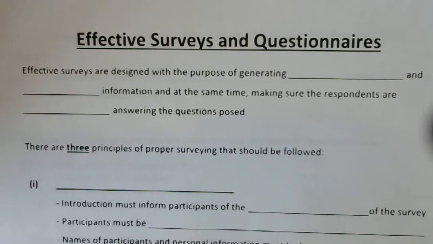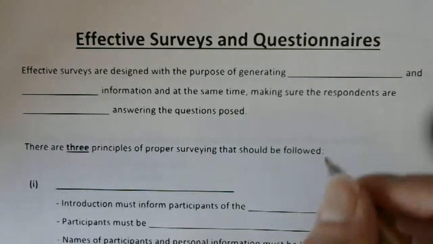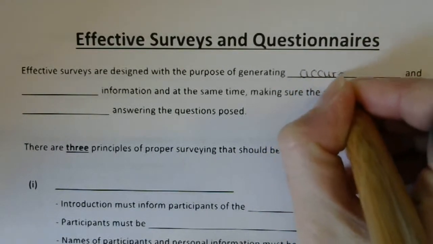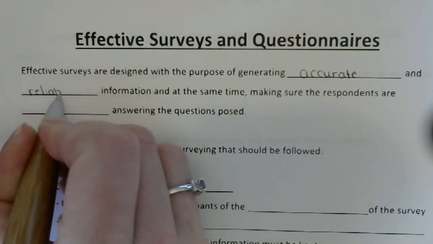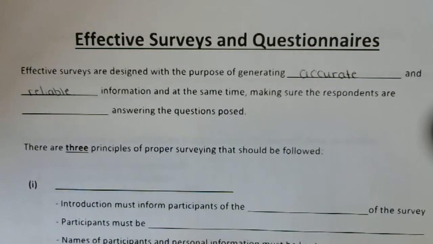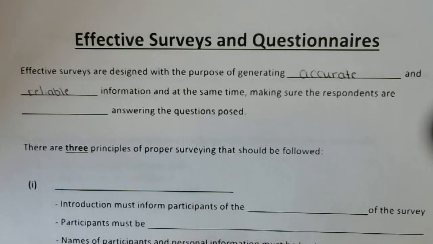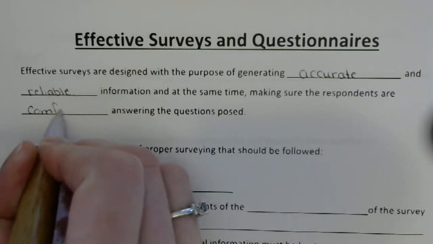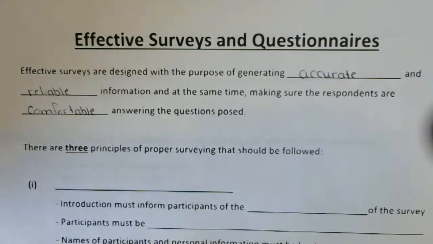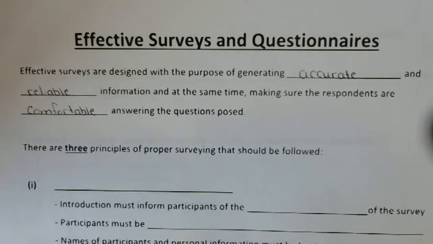Okay? So effective surveys are designed with the purpose of generating accurate and reliable information. Accurate means it's true about the population, and reliable means that if you were to do this over and over again, you would continue to get the same information. You want to make sure the respondents are comfortable answering the questions posed. In other words, you don't want to ask anything too personal or too compromising.